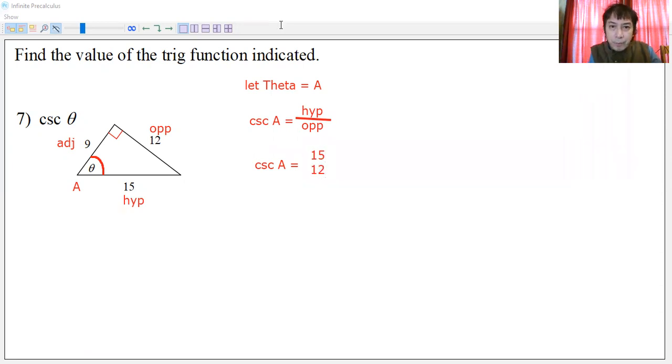Now 15 divided by 12 is not in the lowest term, so we shall reduce this to lowest term. 15 has the factors 3 and 5, so this is 3 times 5. And the 12 is 3 times 4. This is a fraction like that. The 3 cancels out with the 3. 3 divided by 3 is 1. 1 times 5 over 4. Final answer is 5 over 4.